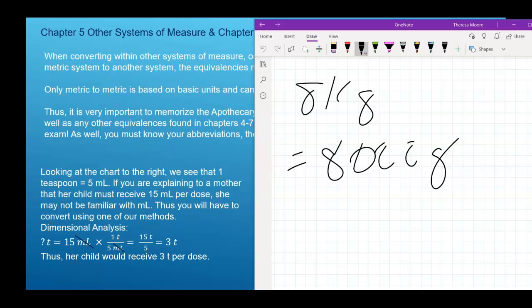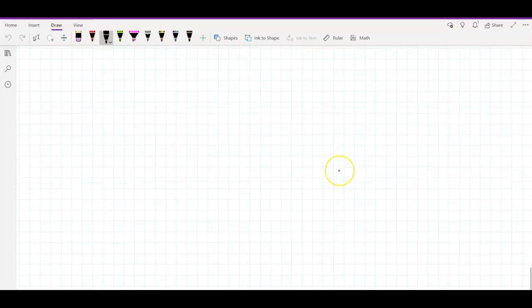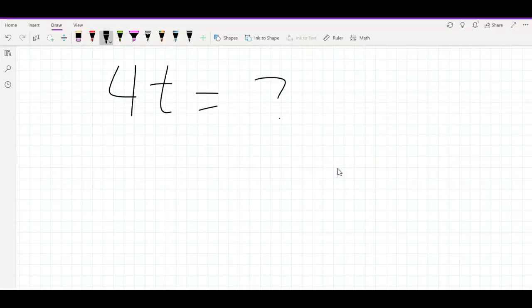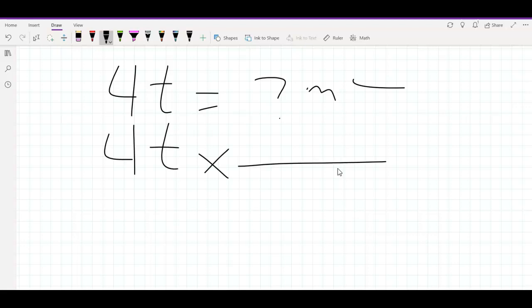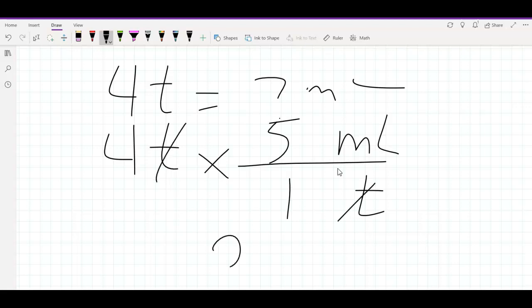So, teaspoons and milliliters. Say I have 4 teaspoons, and I want to know how many milliliters that is. Dimensional analysis: we have 4 teaspoons, and we're going to multiply by our ratio. We want to know milliliters, so we want that on top. We know 1 teaspoon is 5 milliliters. So here we can cross out our teaspoons. 4 times 5 is 20 milliliters.